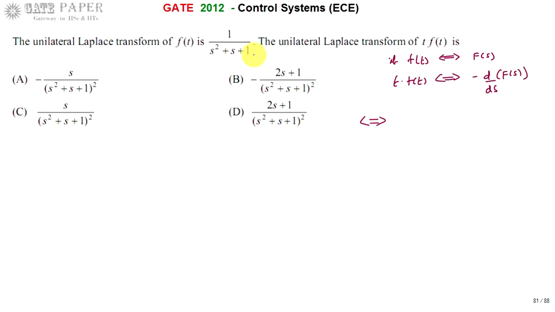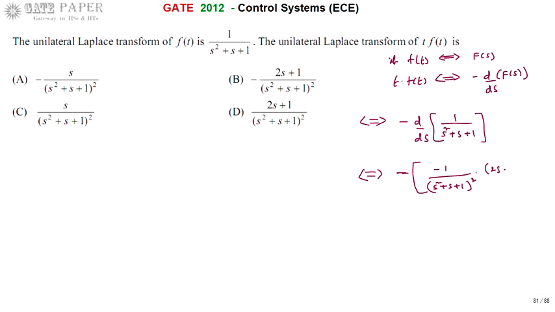We know F of s. F of s is given as 1 by s square plus s plus 1. So minus d by ds, differentiation with respect to s, of 1 by s square plus s plus 1. This will be treated as 1 by x. The differentiation of 1 by x is minus 1 by x square. So this minus stays as it is, and the differentiation of 1 by x is minus 1 by x square, that is s square plus s plus 1 whole square, multiplied by the differentiation of x. The differentiation of x is 2s plus 1: s square differentiates to 2s, s differentiates to 1, and 1 differentiates to 0.